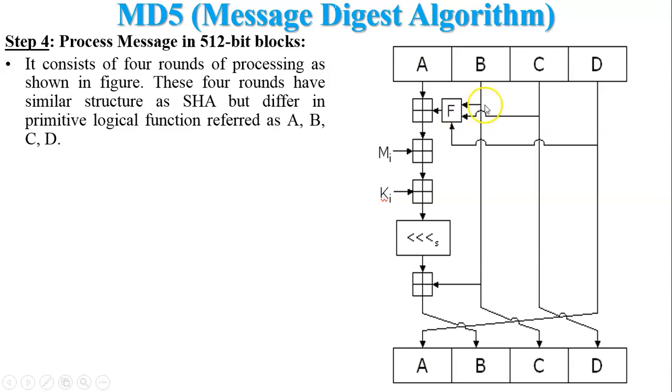Here A is added with the function F. The output of the first addition is given to the second addition. This is Mi, the message block, which is added with the first addition output. The second addition output is given as input to the third addition, where some arbitrary values, or random constants, are added. Then an n-bit left shift is used to increase the complexity of the algorithm. Then the final addition, and it generates A, B, C, D, which means 128 bits of the message digest.